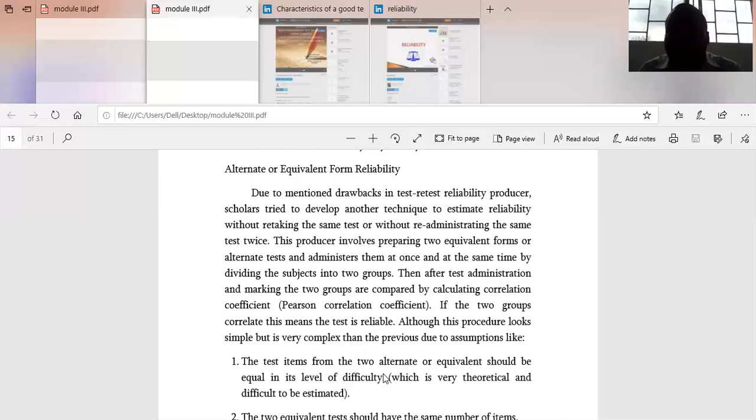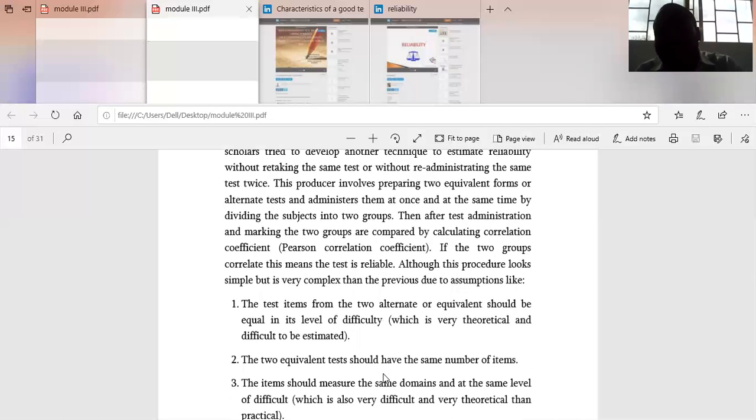Although this procedure looks simple, it is very complex compared to the previous one due to the assumption that the test items from the two alternative or equivalent forms should be equal in their level of difficulty, which is very theoretical and difficult to estimate. Because you may say that is simple and that is all, but you find that it is not simple. Maybe category A is complicated and category B is so simple. And that's one of the weaknesses of parallel assessment.